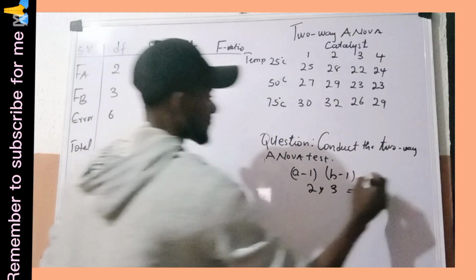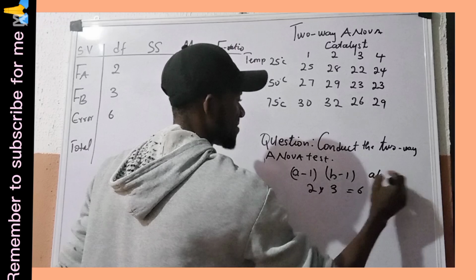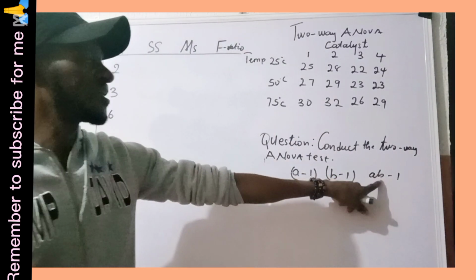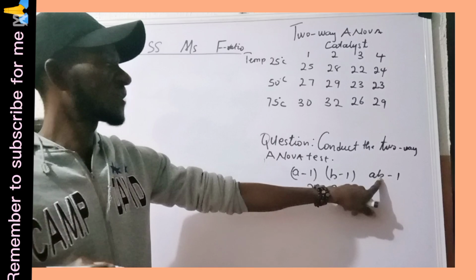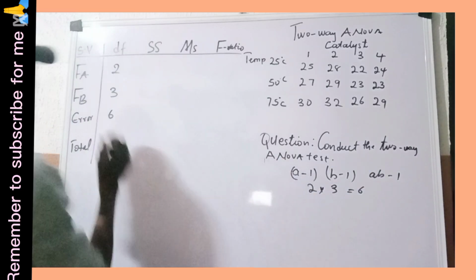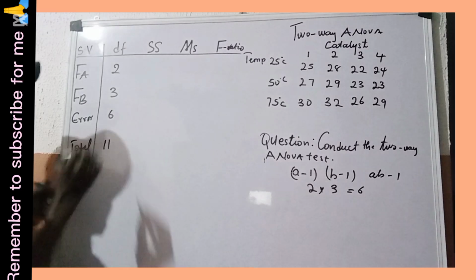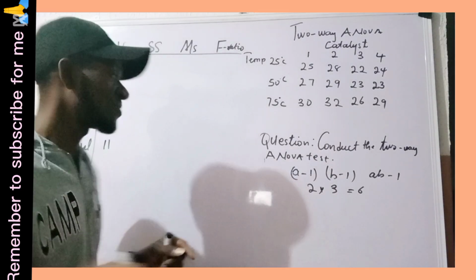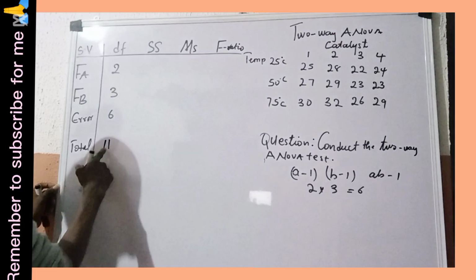And then the last but not the least is what we call our degree of freedom for total. The formula is given as AB minus 1. Our A is 3, our B is 4. 3 times 4 will give us 12. Minus 1 will give us 11. So here I have 11.